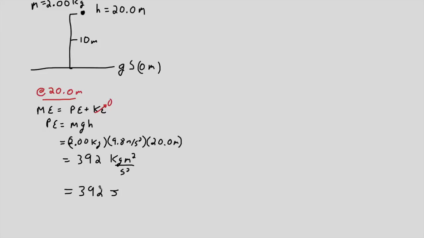So the potential energy is 392 joules, the mechanical energy is 392 joules, and as we determined, kinetic energy is 0. So this actually turns out to be a lot simpler than you might initially think the question would be to start.